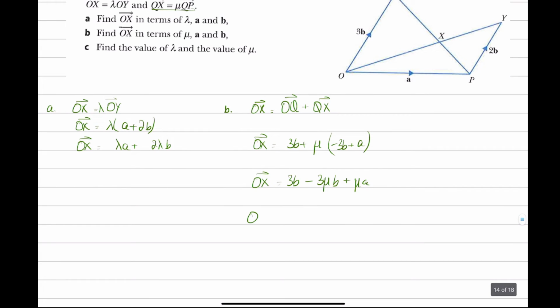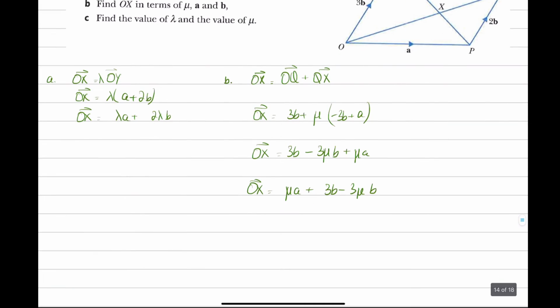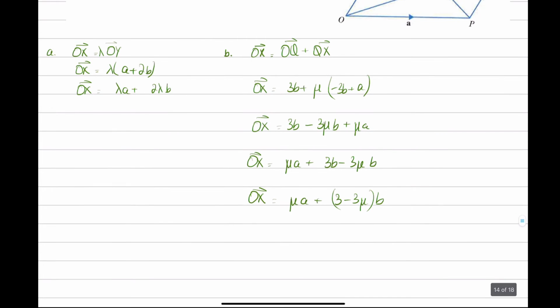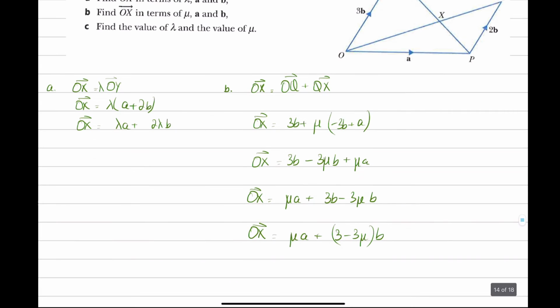So just write this nicely so that part C becomes easier. This is going to be mu a plus 3b minus 3 mu into b, and then take b common again to make life easy. So it's going to be mu a plus 3 minus 3 mu into b. So you have OX in terms of lambda, a and b, and you also have OX in terms of mu, a and b. Now part C, very predictable.